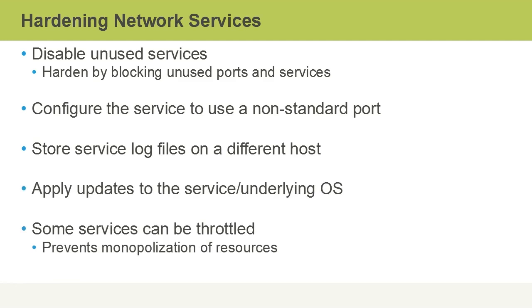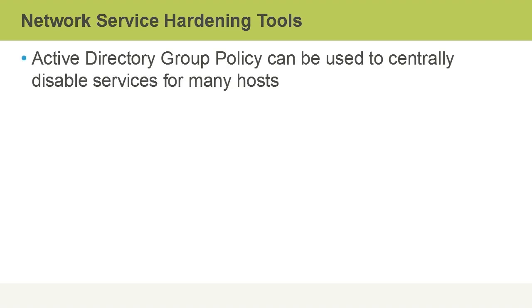Some services can also be throttled. Now, this might be true with some replication services that are designed for file transfer between hosts. The great thing about this is if we configure throttling, it prevents monopolization of resources like CPU utilization or network bandwidth. Network service hardening tools include some built-in items that you'll find in some operating system environments.